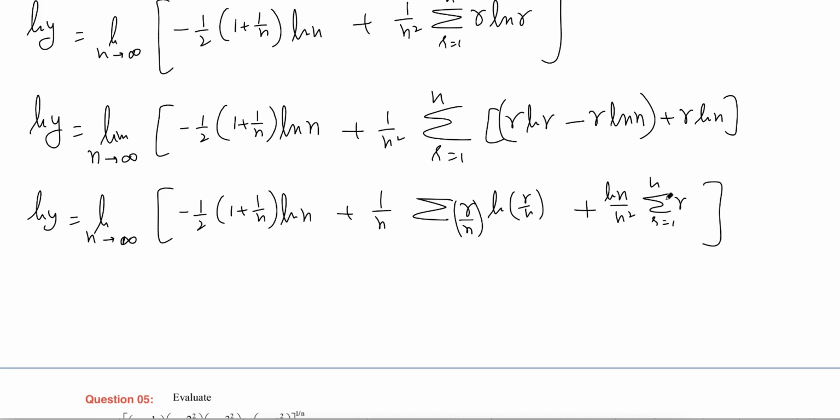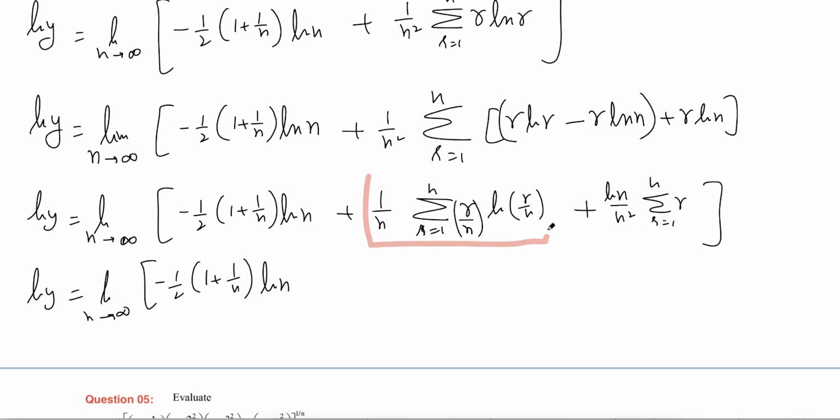Sigma r equal to 1 to n. What does it mean? 1 plus 2 plus 3 up to n, and that is nothing but n into n plus 1 by 2. So ln y equals limit n tending to infinity of minus 1 by 2, 1 plus 1 by n, ln n. This value, with r from 1 to n, I can convert back into the integration, so plus the integral 0 to 1 of x ln x dx. I'm sure everybody is able to understand. Correct?